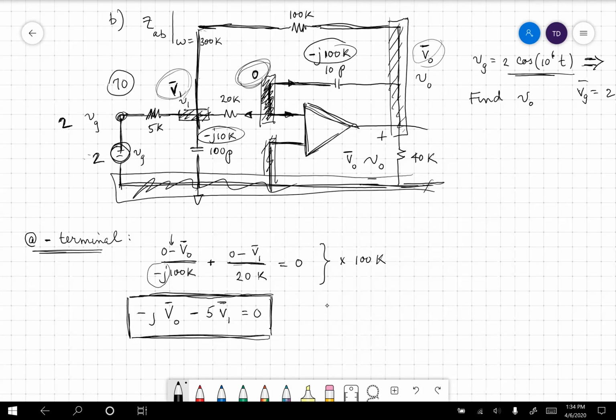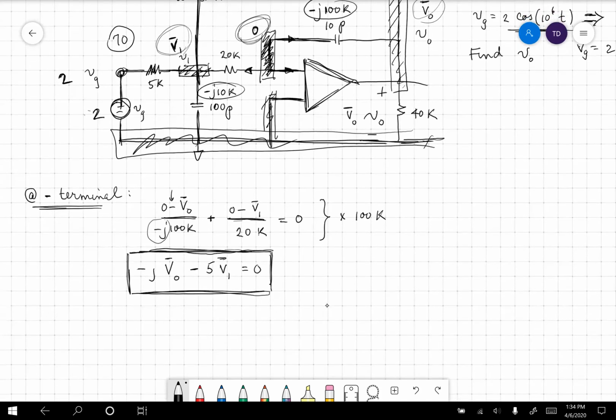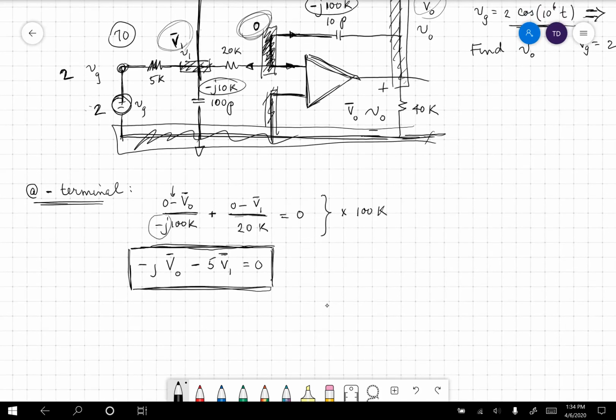So there's one equation. The other one is going to come from writing the equation at terminal V1. There are a number of terms there. So I see 1, 2, 3, 4. So let's start. First one, V1 minus VG, but VG is 2, divided by 5K, plus V1 over minus J 10K.